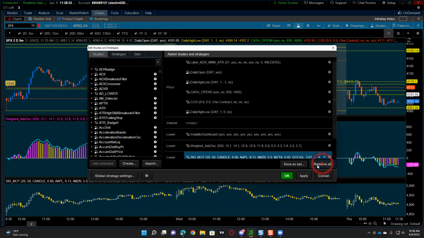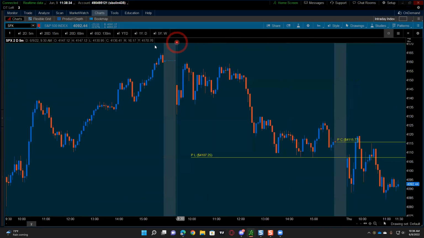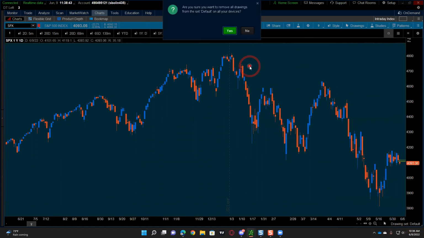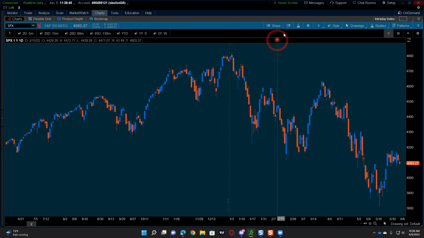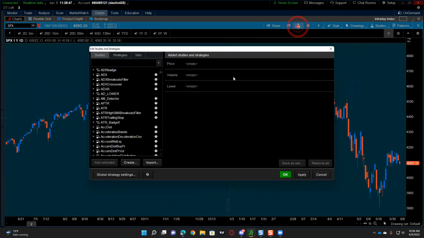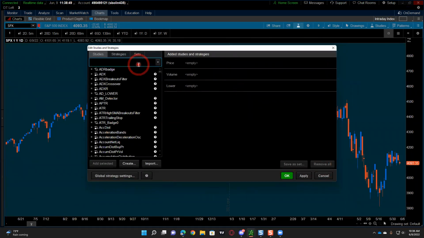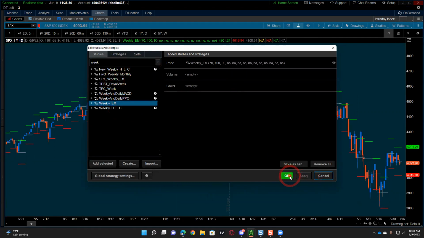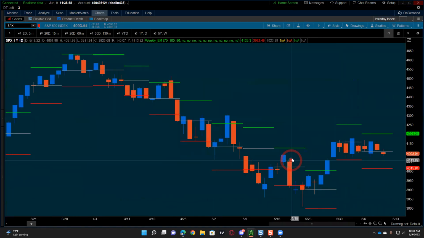I'm going to just knock all this stuff off of there, and we'll go out to a 1 year daily chart. All right, now on this 1 year daily chart, we want to add an indicator that was made by Mobius. It's called the weekly expected move.